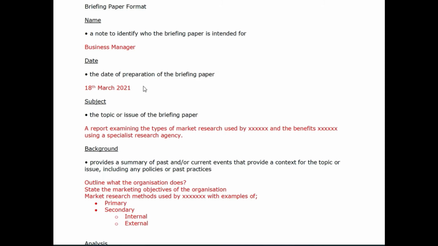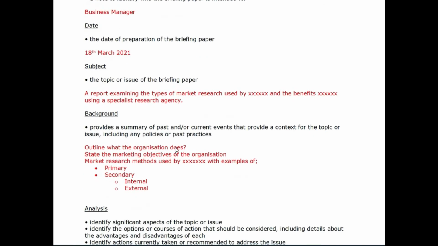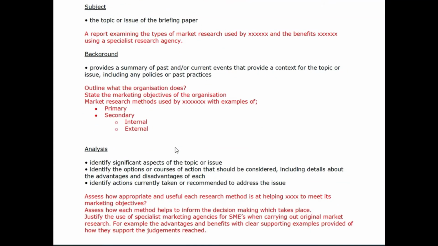So that's obviously going to be the date at the moment. I mean, I put there 18th of March. Potentially you could put today's date. It doesn't really matter, but you'd have date and then you'd have the date underneath. You wouldn't have these bullet point parts here, but again, it'd be a document set out. Then you'd have the subject. So the subheading would be subject, and then you'd literally have the bit in red. So it'd say, a report examining the types of market research used by whatever your business name and the benefits to whatever the business name of using a marketing research agency.